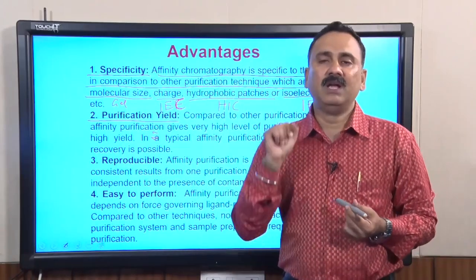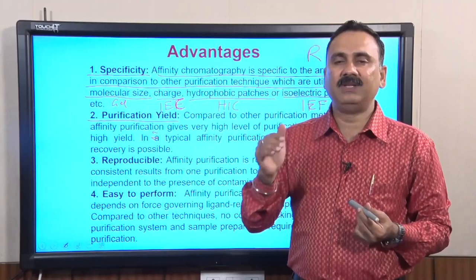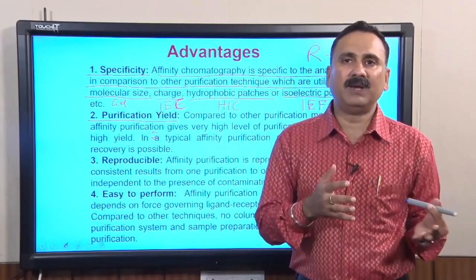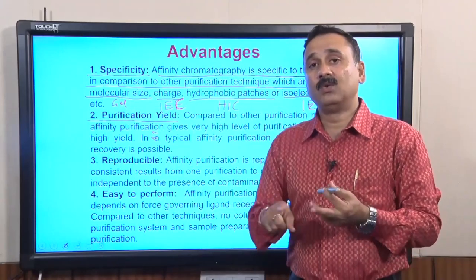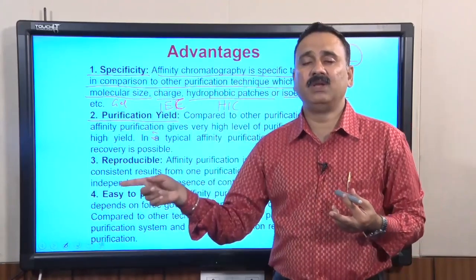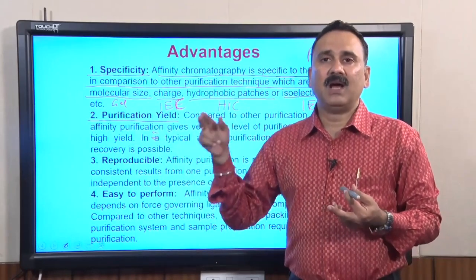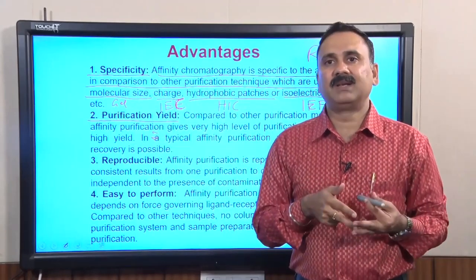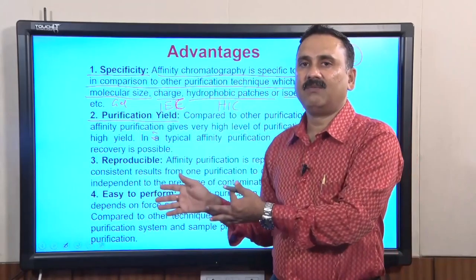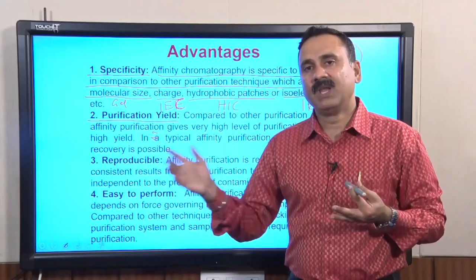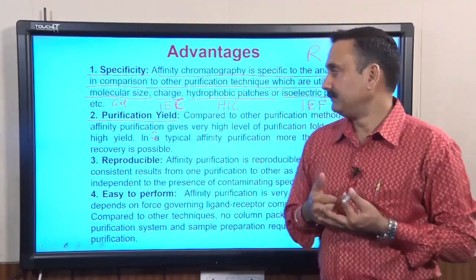whereas in the case of affinity chromatography, whichever you have immobilized onto the matrix, the receptor or the ligand, is going to have a very exclusive affinity for its counterpart, which means if you have immobilized the receptor, it is going to have affinity for ligands, or if you have immobilized the ligand, it is going to have affinity for the receptor.